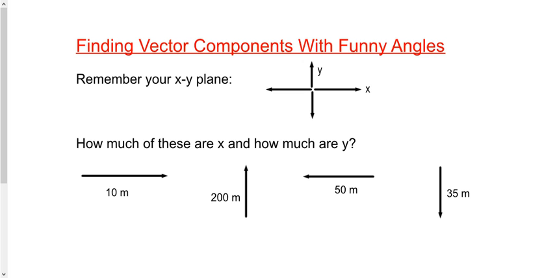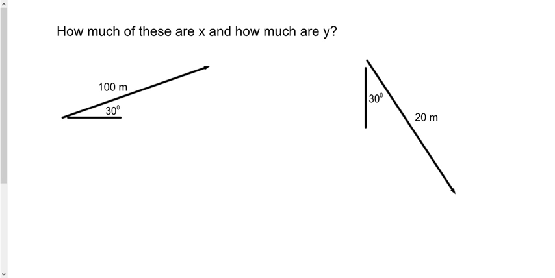We've got to take x and y components of the vector that's at the funny angle. Quick little review of x and y components here. Okay, x and y components of this one. X is 10, y is 0. X is 0, y is 200. X is negative 50, y is 0. X is 0, y is, right. The x and y components of these ones are easy. But what about these ones?